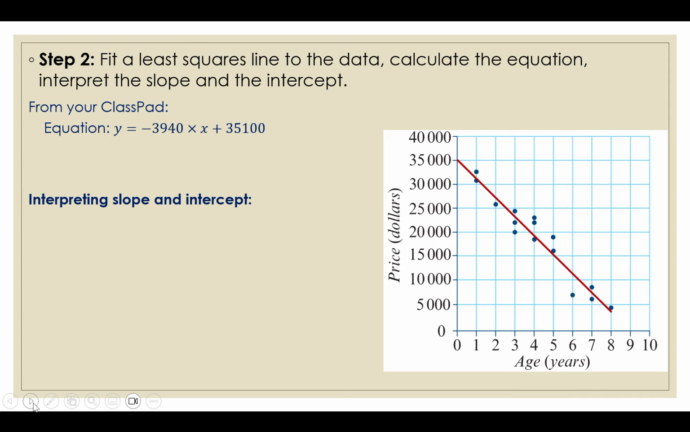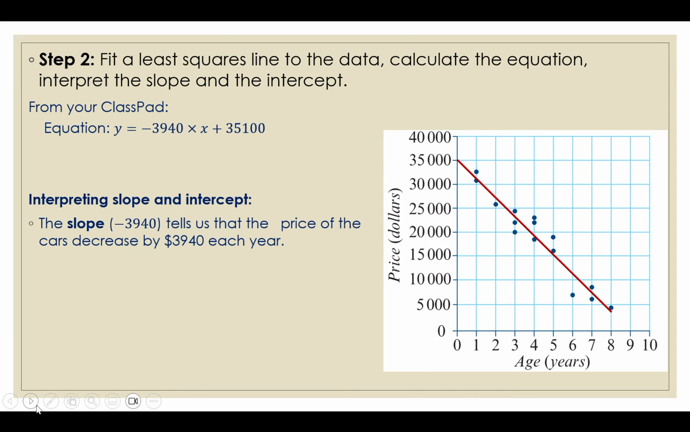Now we want to interpret the slope. There are 2 parts to this in terms of the interpreting. So the negative 3,940 tells us that the price of the cars decreases by 3,940 each year. Right, so for every 1 year it increases in age, it goes down by 3,940.